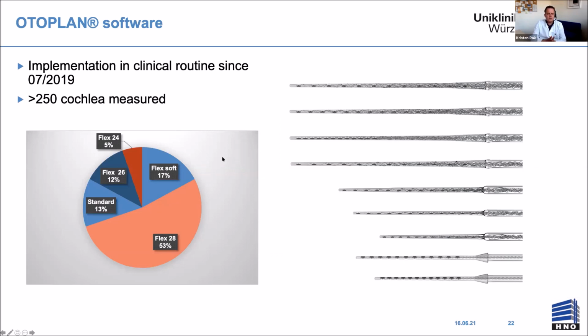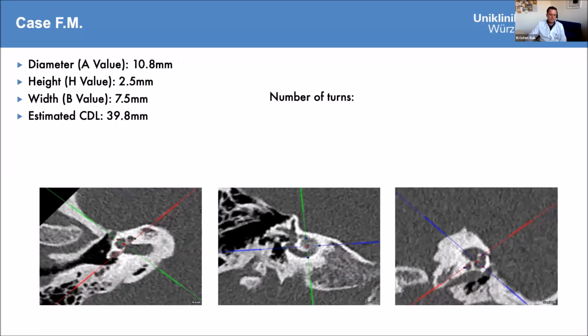We implemented this AutoPlan software in mid 2019, and since then we have measured more than 250 cochleae with these tools. In the end, we had about 50% Flex 28 electrodes, 70% Flex Soft, 5% Flex 24, 12% Flex 26, and the standard electrode came out in 13% of the patients. So that's a quick summary of all our inserted electrodes measured with the software.